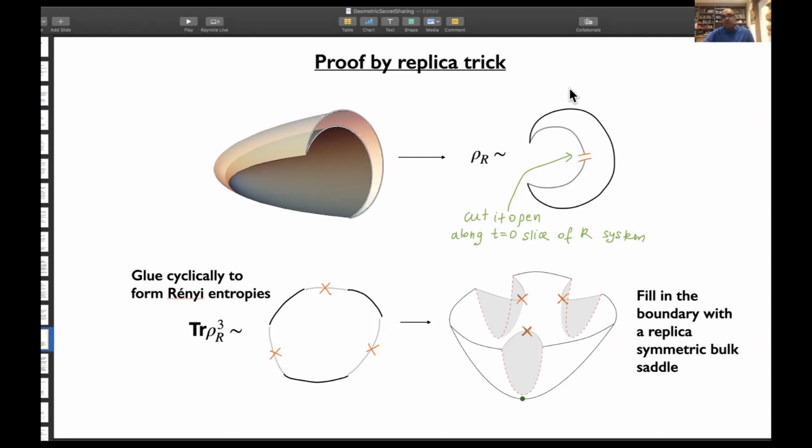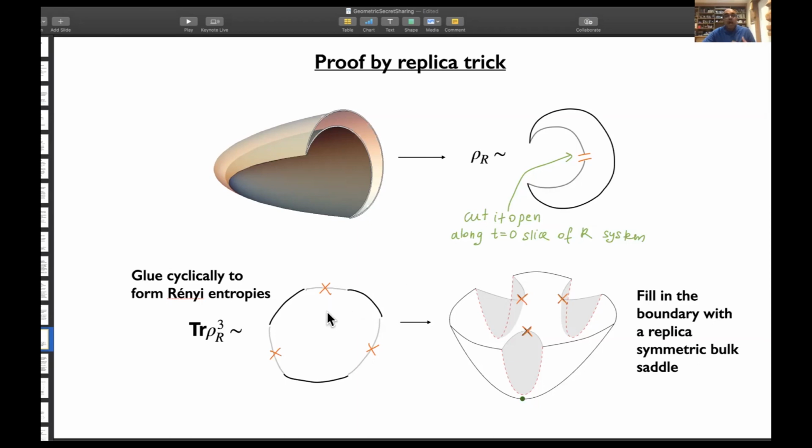Well, what do I do? I take 3 copies of rho R, so I get 3 copies of this, and I splice them together cyclically. To make it easier to draw, I'm going to unfold this branch to the left, this branch to the right, and I'm going to stick them together. These crosses match the places where I've done the splicing together.